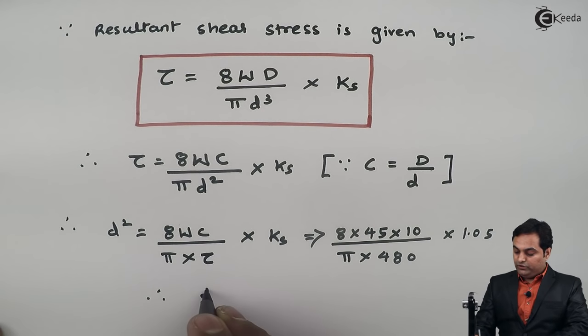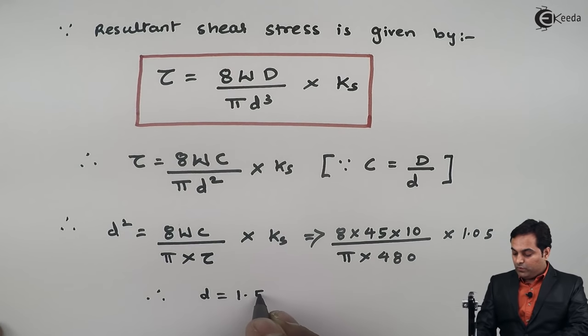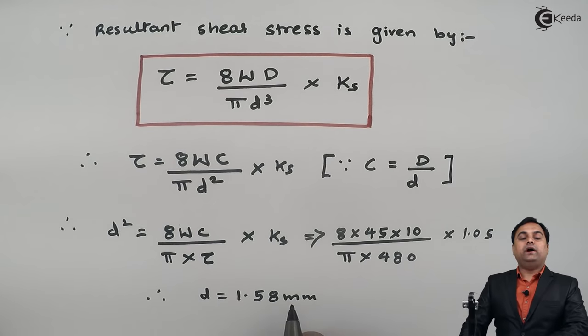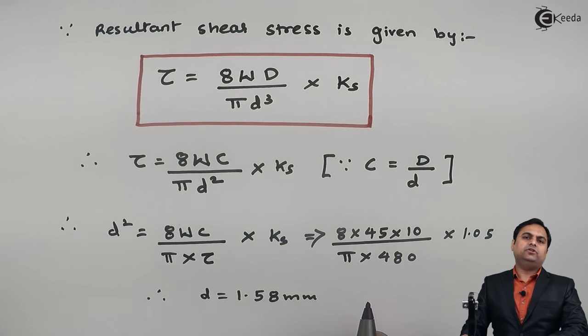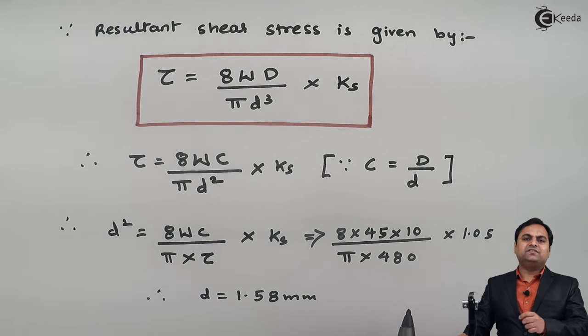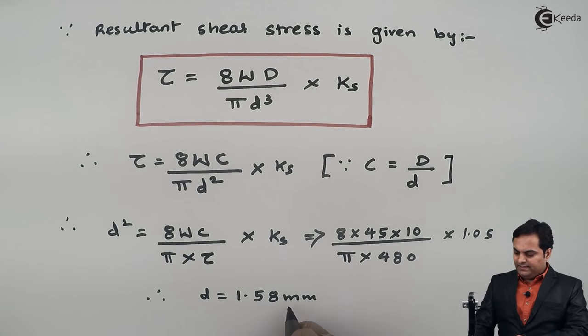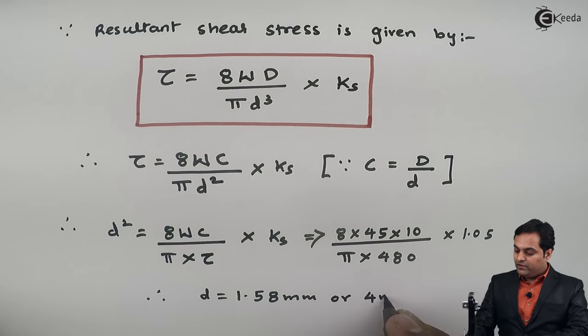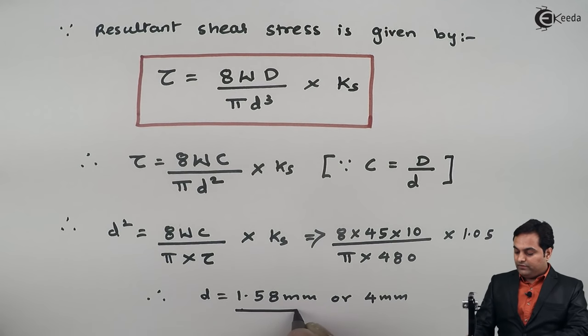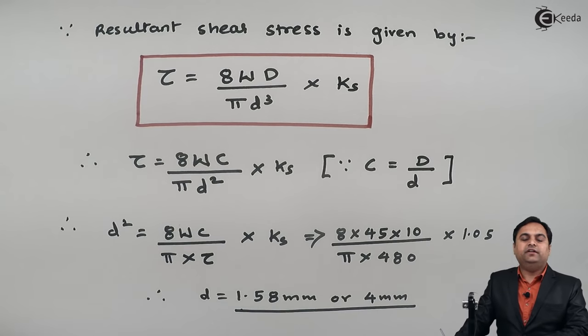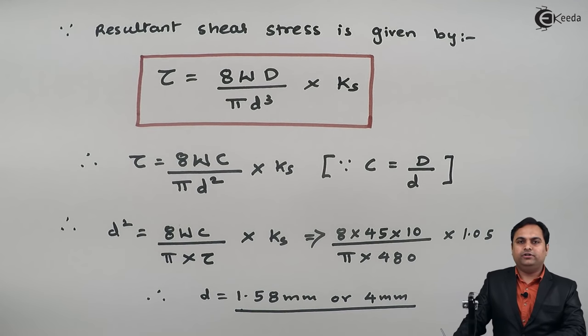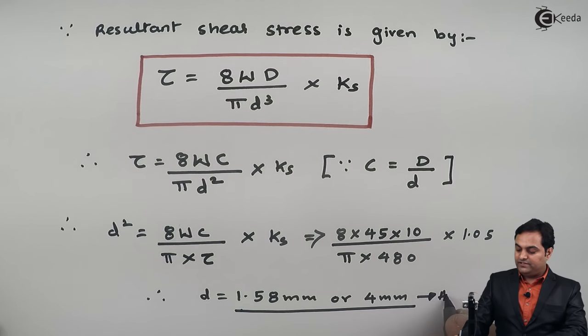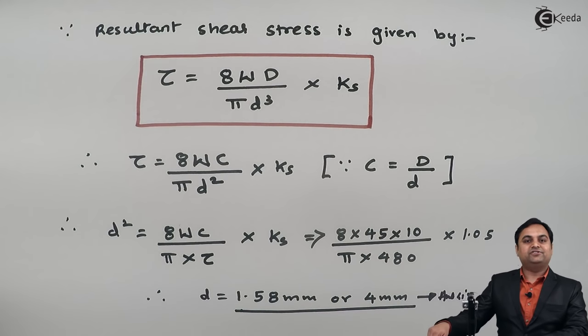my answer of small d comes out to be 1.58 mm. So here the wire diameter is 1.58, but we need to increase the strength. So what I'll do, I'll increase this value, and suppose I take the value as 4 mm, because if I increase the diameter, area increases and stress value will go on decreasing. So here I'll take the wire diameter as 4 mm, and this will be the first answer for us.